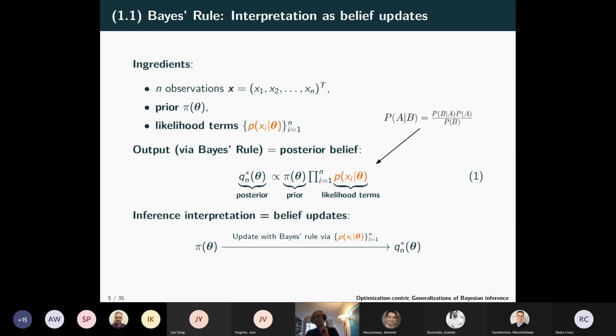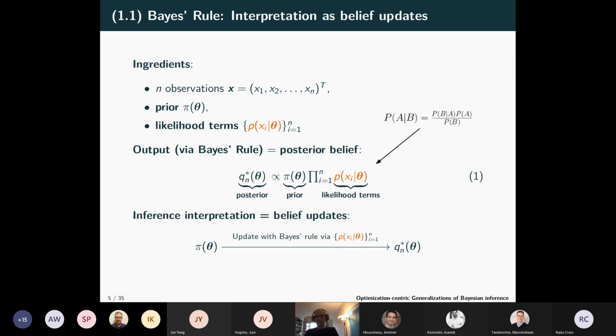The prior is always going to be denoted by pi, and unlike what most people would use for the posterior, we'll be using q_n, and we'll be using q star n because, as we shall see later, q star is actually the solution of an optimization problem. The likelihood terms, and more generally speaking, later on the losses, so the things you're trying to minimize or maximize in this case, will be colored in orange.